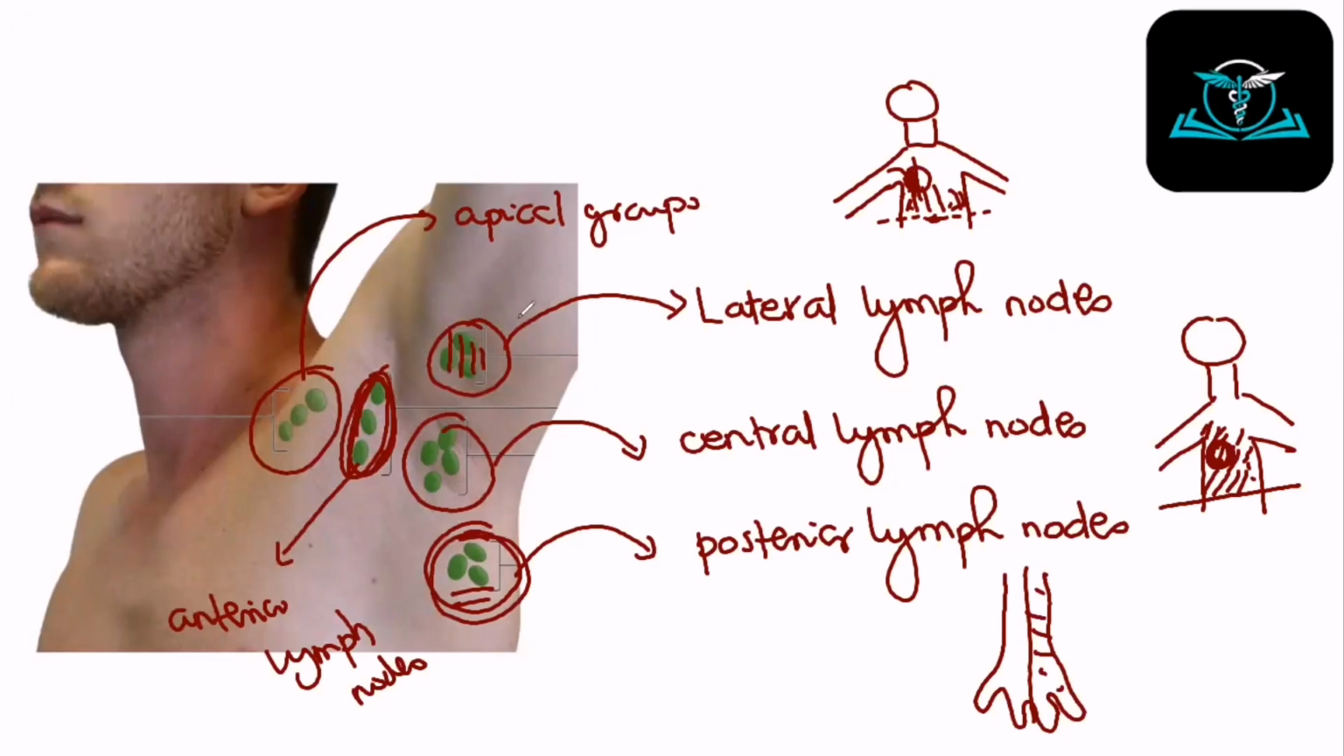I will take that again. The lateral group of lymph nodes, the anterior group, and the posterior group will all channel to the center, and then the central group of lymph nodes will channel its contents into the apical group of lymph nodes.